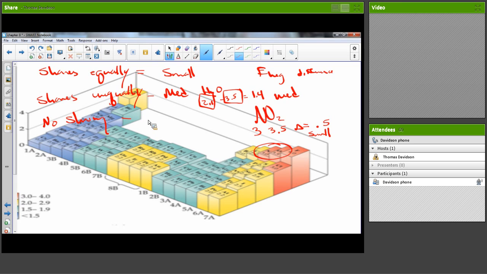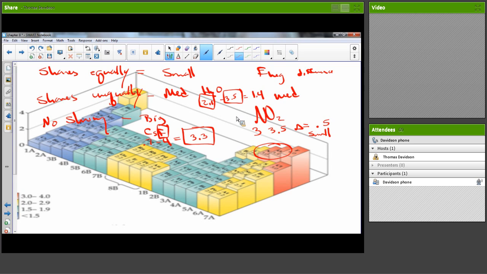Now, no sharing is when we have a big difference. So if I had cesium fluoride, I'd have 4 minus 0.7, and that's equal to 3.3. That is a very large difference. In fact, that difference is large enough that fluorine can completely remove the electron from cesium. And if it's removing it, is it sharing it? No, it's solid. But it's fine. Cesium didn't want it anyway.